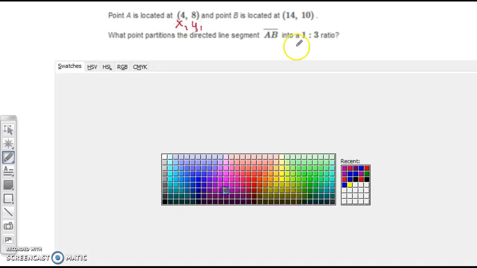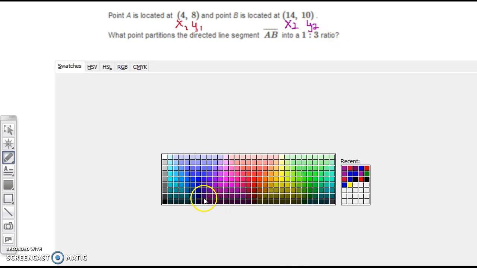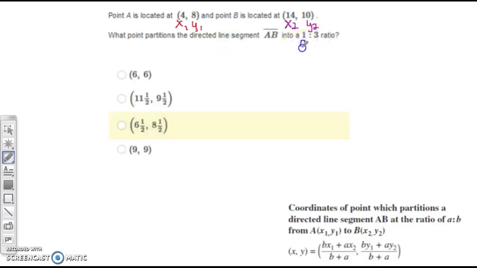There's going to be a lot of color changes going on here. Then it says point B has to be located at x2, y2. It says the ratio has to be labeled as A to B. So the first number of the ratio would be letter A, the second number of the ratio would be letter B.